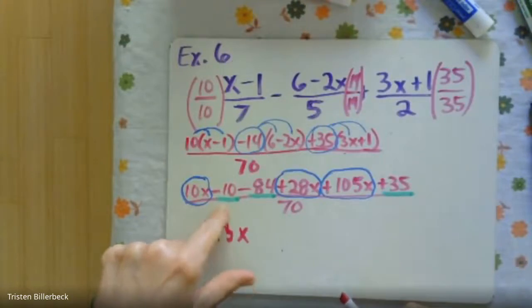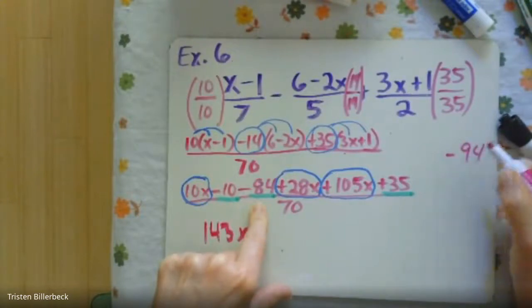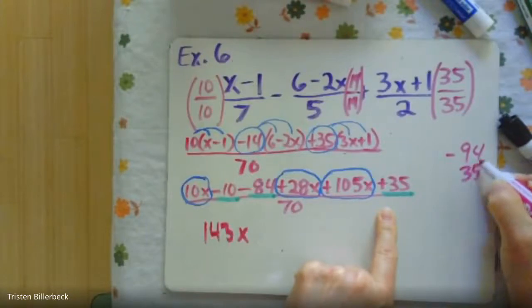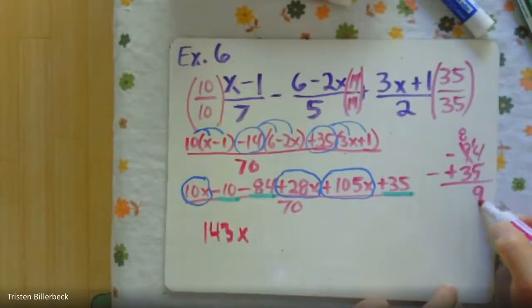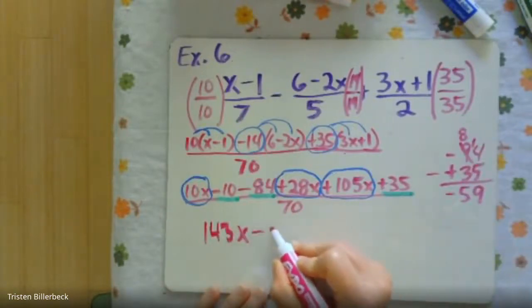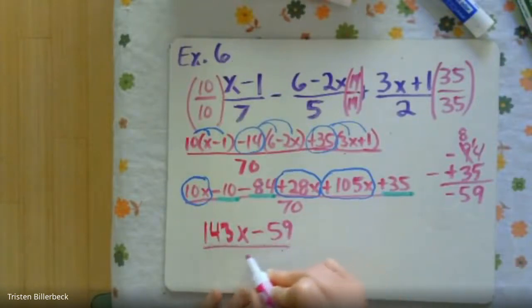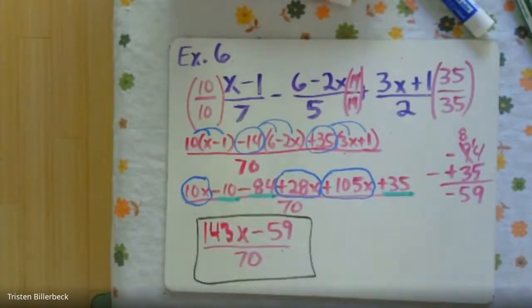So now we have negative 10 minus 84. So same sign, sum. So that's 10 plus 84 is 94 and it's negative. So we have negative 94. And then we have a positive 35 that we're adding. So different signs, take the difference. So we're going to subtract. So 94 minus 35: 14 minus 5 is 9, 8 minus 3 is 5. And the bigger number is negative, so minus 59 over 70. And there's no way to reduce that any further. So that is the answer. Wow, that was a lot, huh? What a tough lesson, eh? All right, that's it for now. Have a great day.